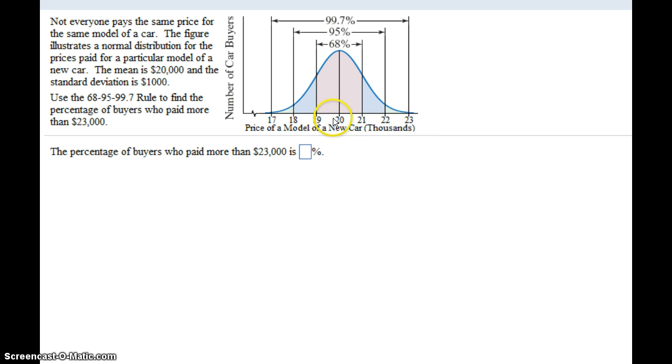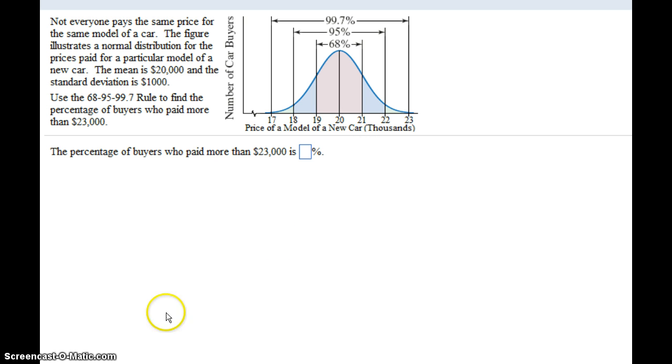And then 3 steps, so 1, 2, 3, 23,000, or 1,000, 1,000, 1,000 gets you down to 17. Between 17 and 23,000, 99.7% of the data is. So this problem is asking what percentage pay more than 23,000. So 99.7% of the data is between these two.